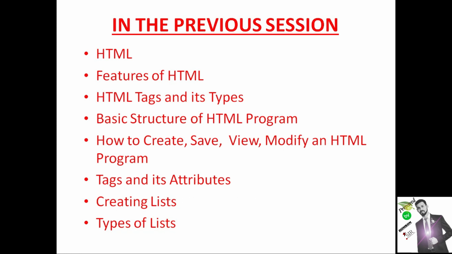Then we also checked out some of the tags that can be used on an HTML page and their attributes, and we learned about how to create the list. There are certain types of lists. We have ordered lists, which are also called a numbered list, unordered lists, which are called unnumbered. There's one more list called definition list. So these are the types of lists. Alright.